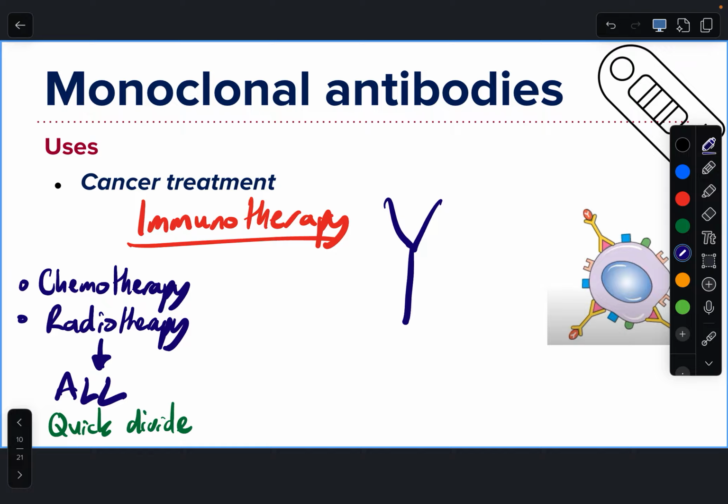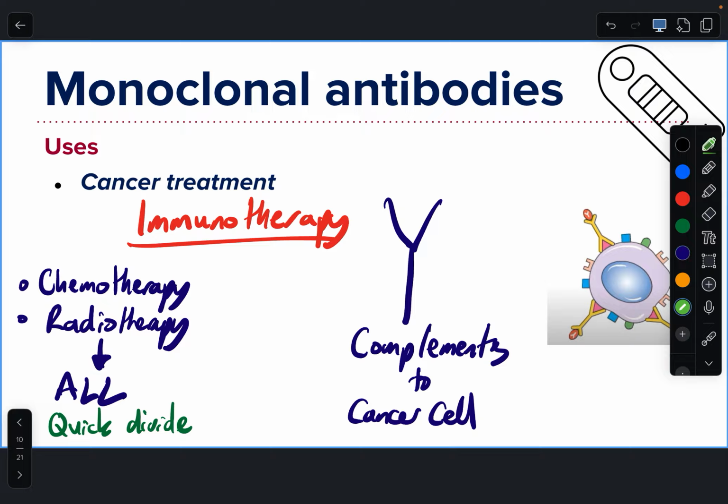So this is a monoclonal antibody that is complementary to cancer cells. It could be a breast cancer cell, a skin cancer cell, or a liver cancer cell. It could be any type of cancer cell we can now produce monoclonal antibodies against. But what we can also do is add the drug to that monoclonal antibody.